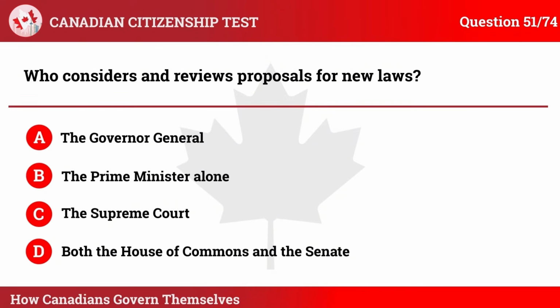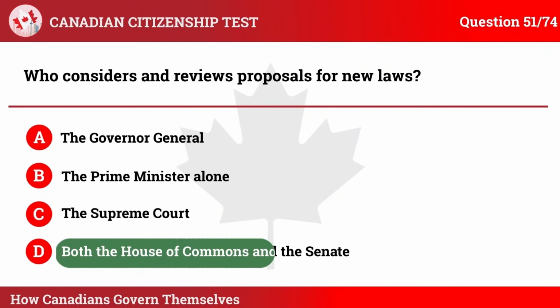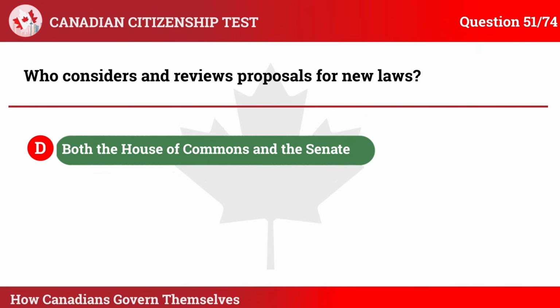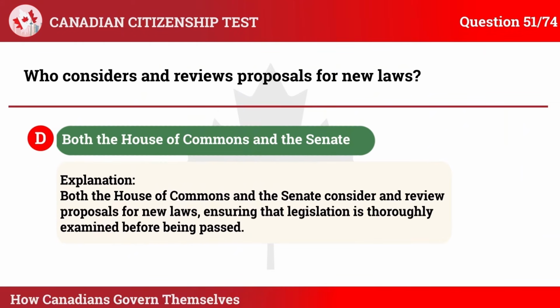The correct answer is D. Both the House of Commons and the Senate. Explanation: Both the House of Commons and the Senate consider and review proposals for new laws, ensuring that legislation is thoroughly examined before being passed.